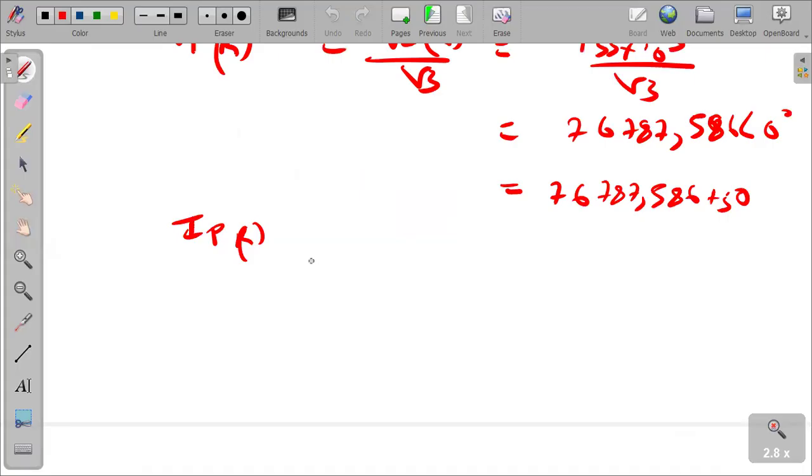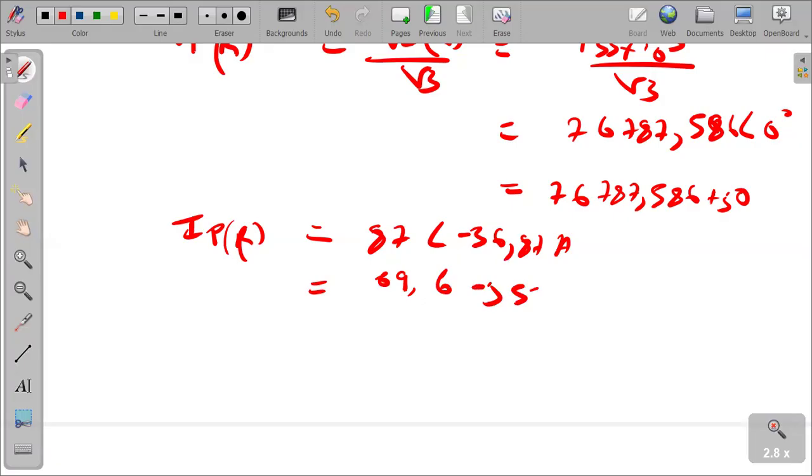So IPR is equal to 87 angle of negative 36.87. We've just taken it from the data that have been given. Changing that from polar to rectangular, that will be 69.6 minus j52.2. That marks our IPR in amperes. Let's go to the next.